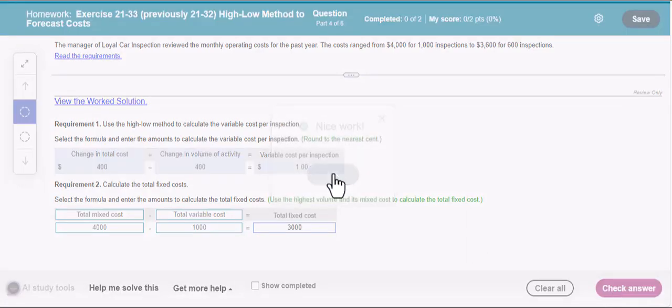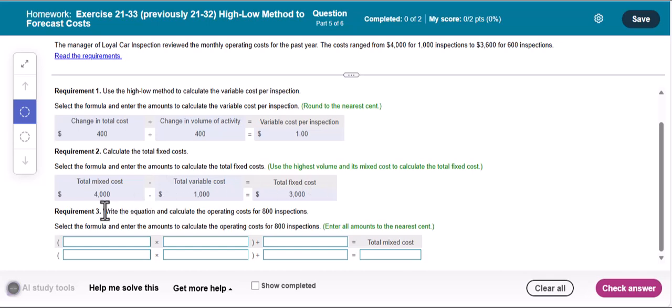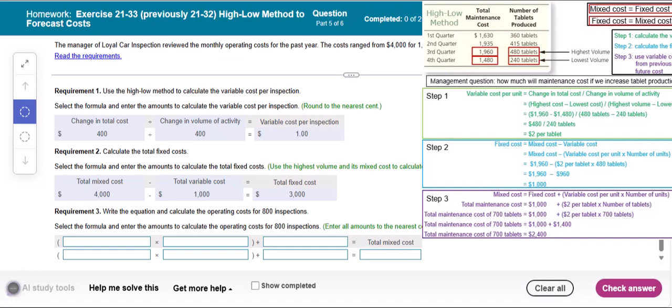Nice work. Okay, so requirement 3, write the equation and calculate the operating cost for 800 inspections. Select the formula and enter the amounts to calculate the operating costs for those 800 inspections. Enter all amounts to the nearest cent. Notice this formula equals total mixed costs. And what are total mixed costs made up of? It's the fixed cost plus the variable cost. So they're wanting us to recreate this formula in words right here.